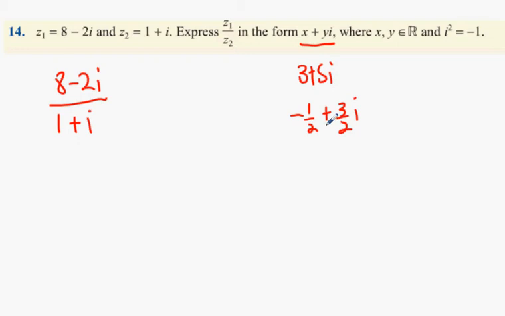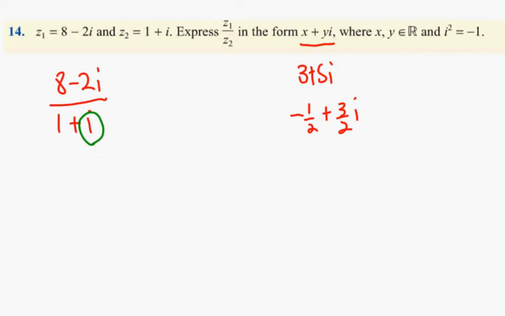Now, you might say, that's a bit random. What's the general trend there? The general trend is that there's never an i on the bottom anymore. There's never an i in the denominator position. That's the whole point of the technique, to get rid of the i's on the bottom.